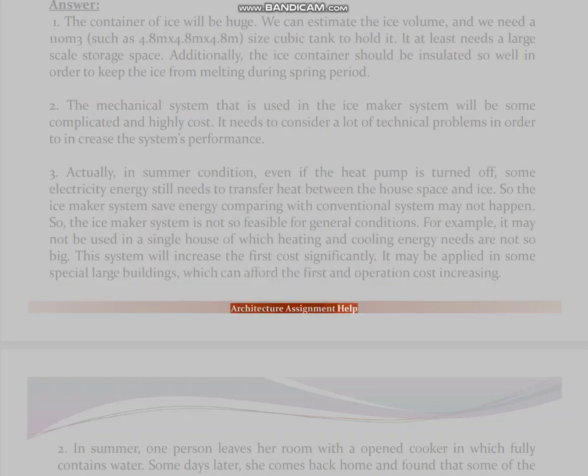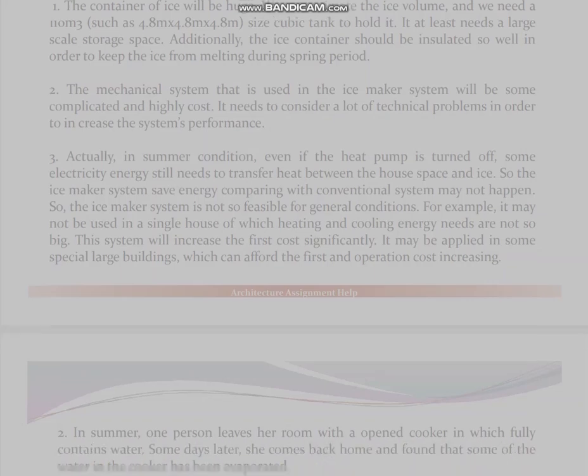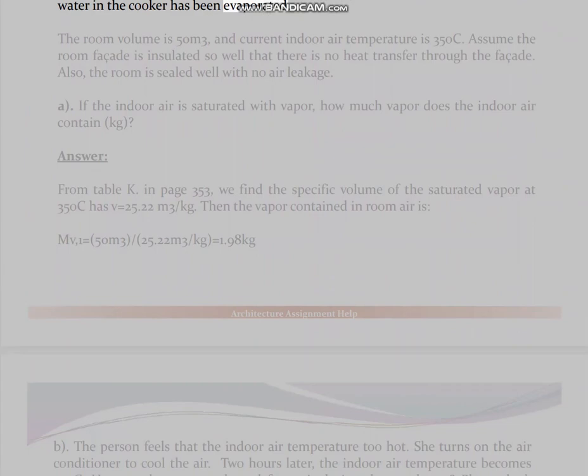2. In summer, one person leaves her room with an opened cooker in which fully contains water. Some days later, she comes back home and found that some of the water in the cooker has been evaporated. The room volume is 50 cubic meters, and current indoor air temperature is 35 °C. Assume the room facade is insulated so well that there is no heat transfer through the facade. Also, the room is sealed well with no air leakage.